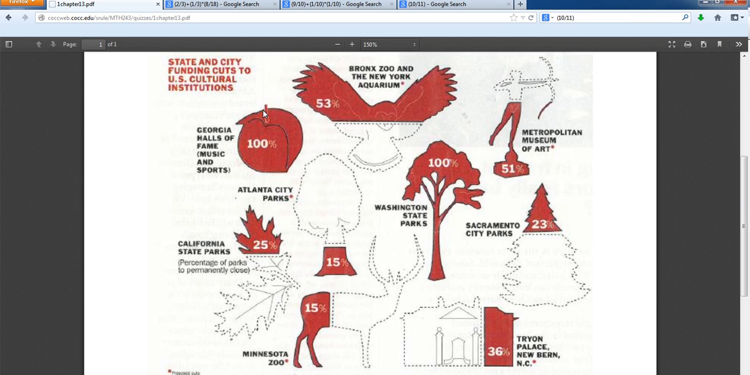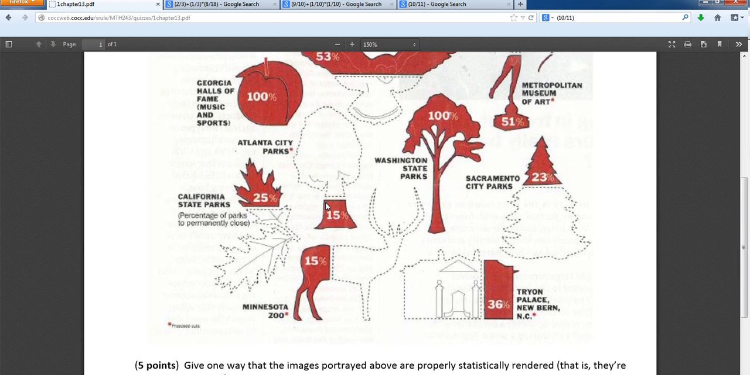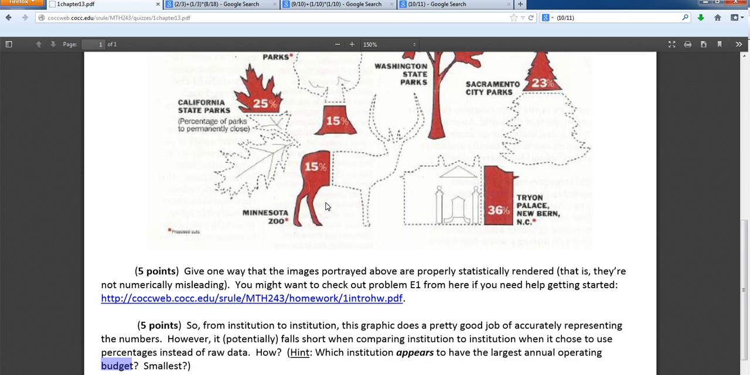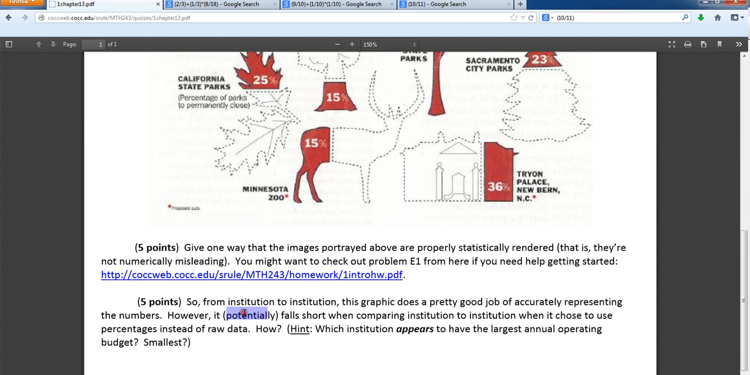It might be misleading if we could actually find the budgets of these places and see. Sacramento City Parks looks like it's about 1.5 times as big as this peach. If their budget is 1.5 times as big as the budget of Georgia Halls of Fame, Music and Sports, then it's properly sized. But I don't know about that because they didn't give us the raw data. I actually went online to try to find some, and I spent about 15 minutes trying and couldn't find anything. It would be kind of interesting to see. That's why I said potentially falls short.